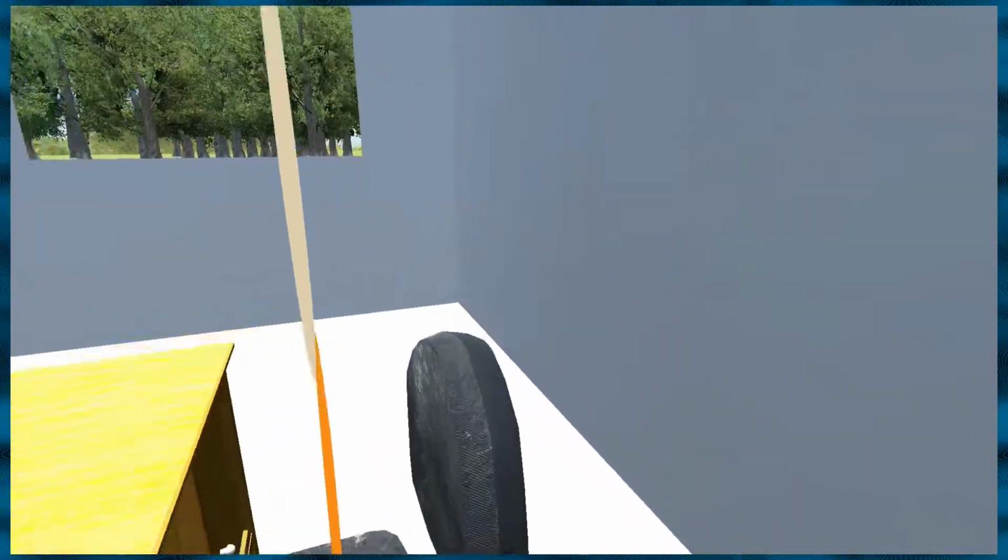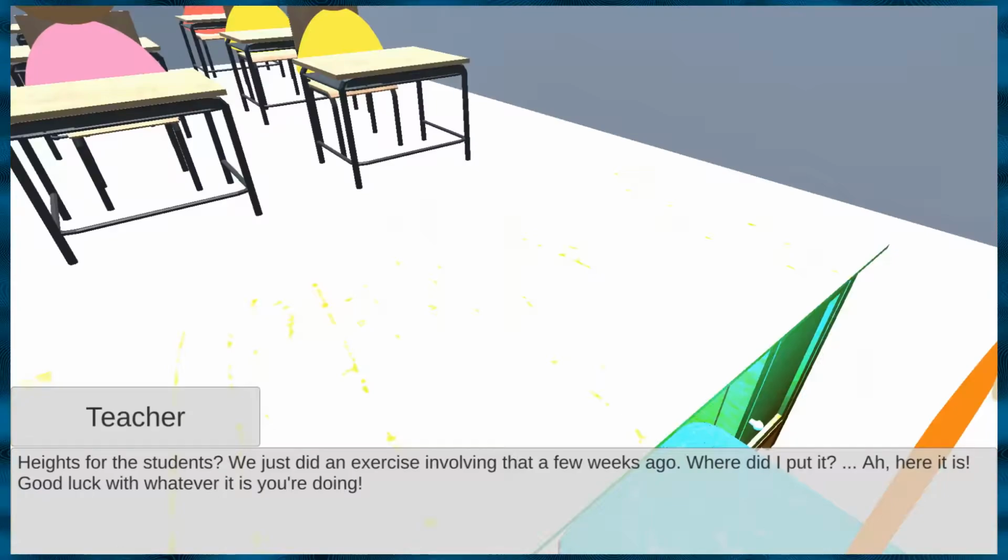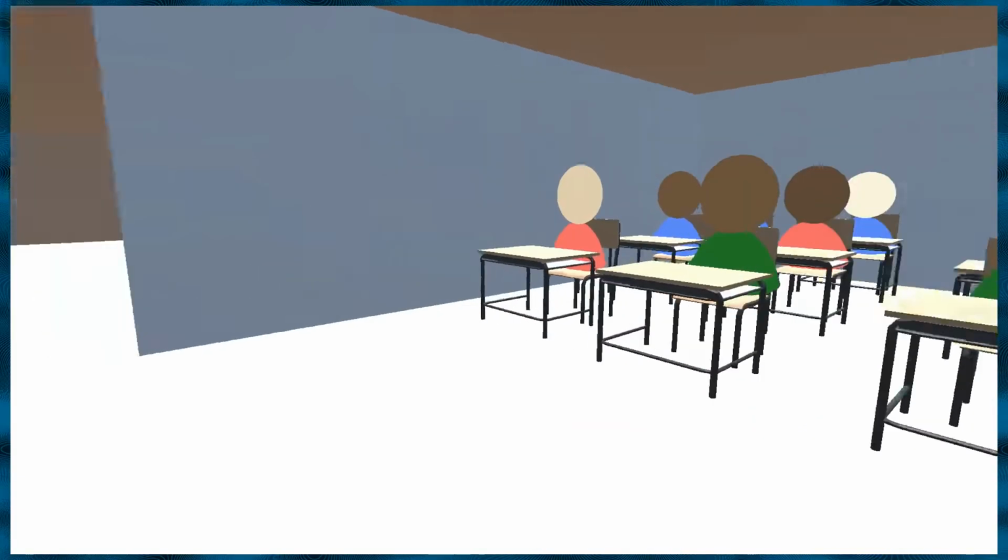I'll talk to you from here. Heights for the students. We just did an exercise involving that a few weeks ago. Where did I put it? Oh, here it is. Good luck with whatever it is you're doing. Thanks.